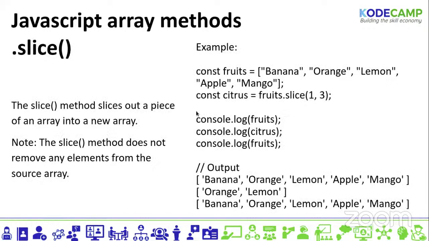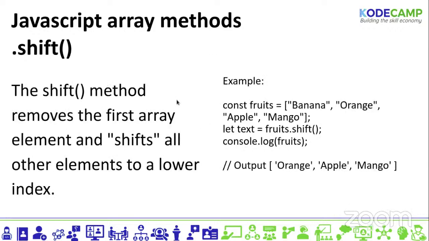Then slice is used to create a new array out of an array. Slice can be thought of as the opposite of concat. Concat takes 2 different arrays and merges them into one array, but slice takes one array and creates a new array from that slice.